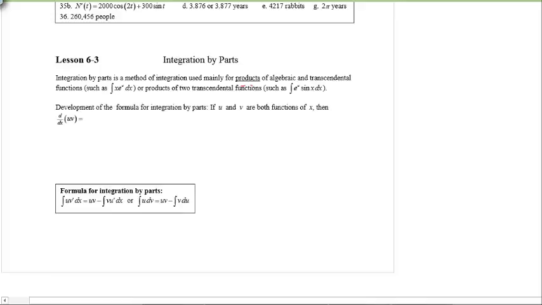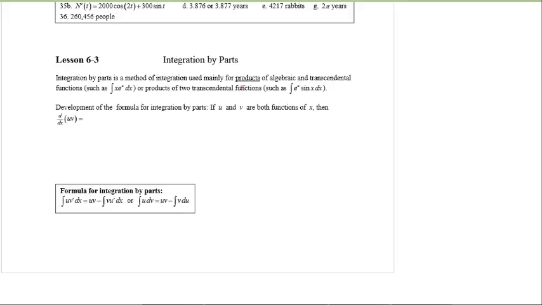Two things multiplied together, of algebraic and transcendental functions. Once again, transcendentals are things that are not polynomials, like trig functions, exponentials, logarithms, that kind of stuff. Now you think about when we had the derivative, there was the product rule. Integration by parts is like the integral's product rule. Now, how do we figure this out?